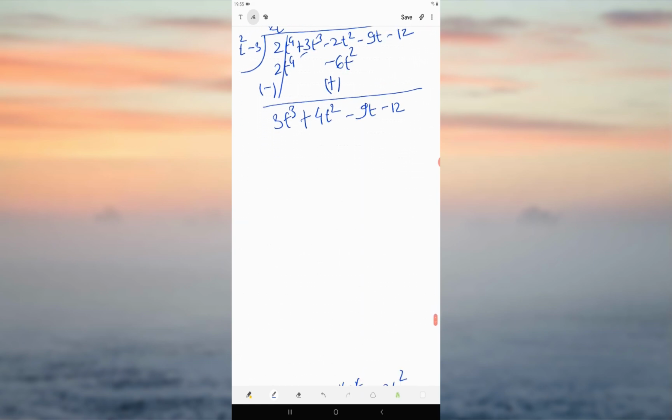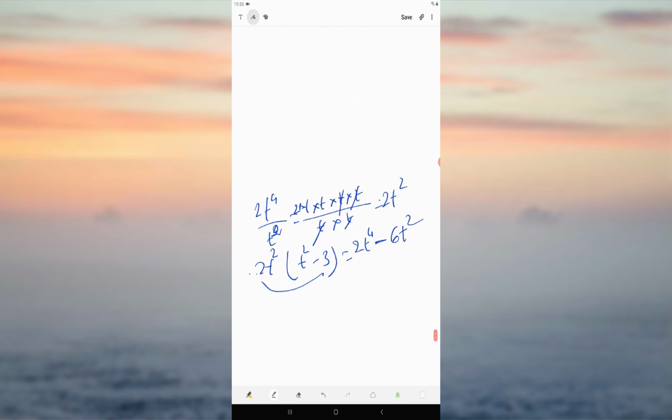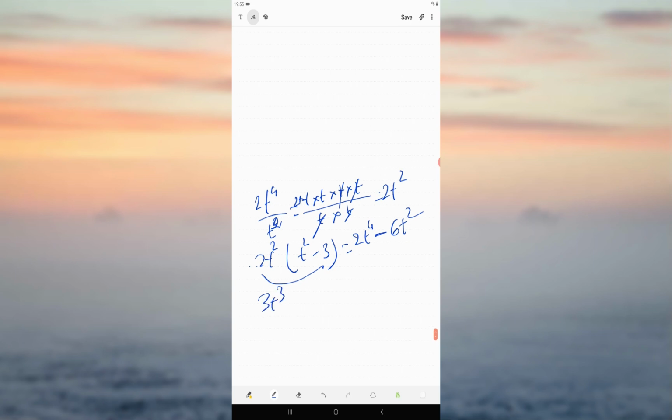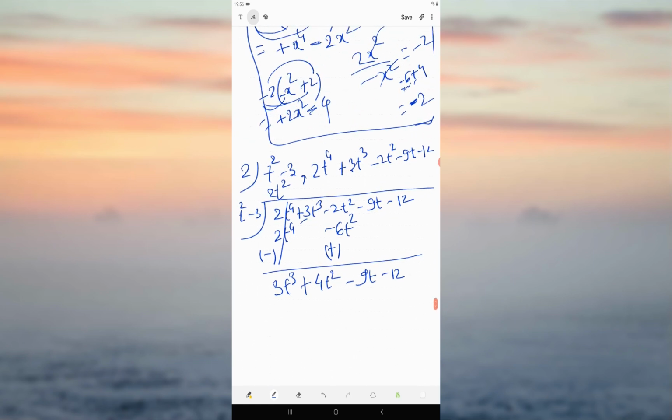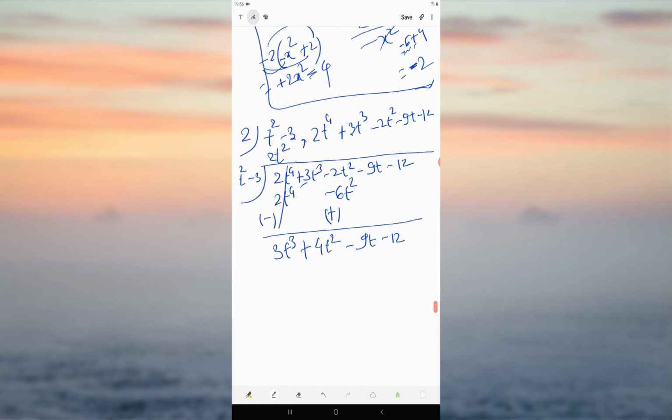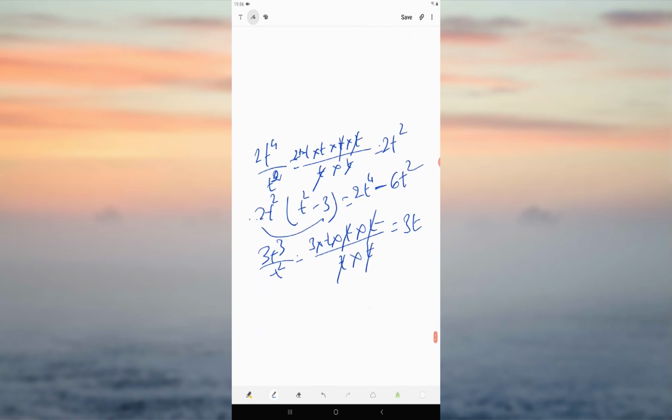Okay, now divide 3t³ by t². What will we get? 3 into t into t into t divided by t into t, correct? So t cancels, t cancels, so we got 3t. So now on the quotient side 3t will come, and that will be plus, so 2t² plus 3t will come. Now 3t should be multiplied with t² minus 3.